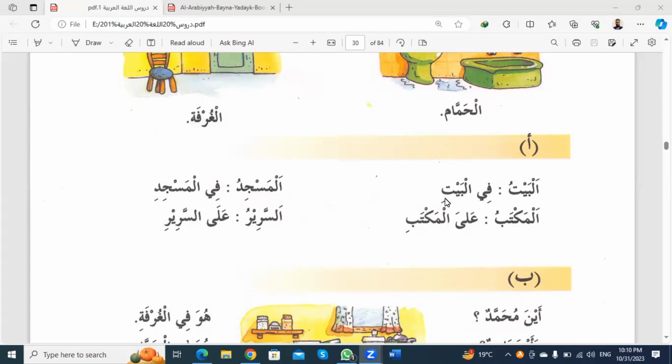Fil bayte. Got it? Fil masjide. Alal maktabe. Ala sarire. But I have told you that this is in written Arabic; in spoken Arabic, it isn't used. So they say fil hammam, fil bayt, fil masjid, ala al maktab, ala sarir. Is there any problem? Is there anything you didn't understand? Very good.